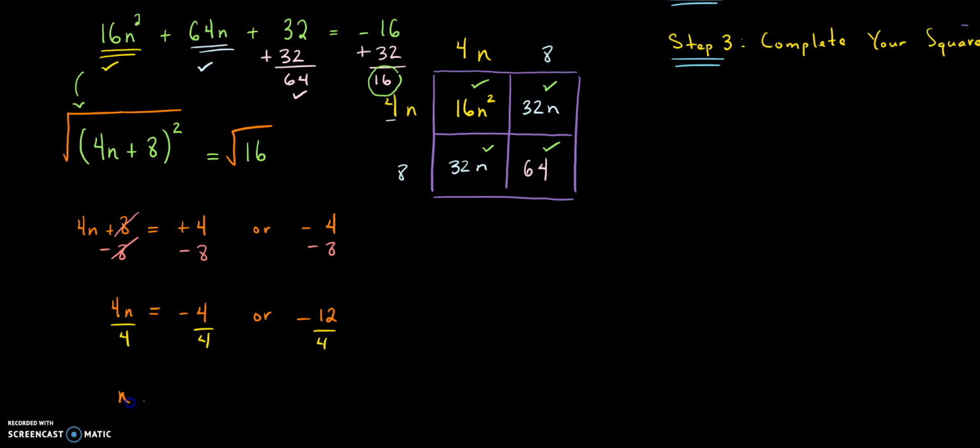We should say that n is equal to negative 4 divided by 4 is negative 1, or negative 12 divided by 4, that is negative 3. And those are the two solutions to our problem here. So I'm going to put a little box around that.